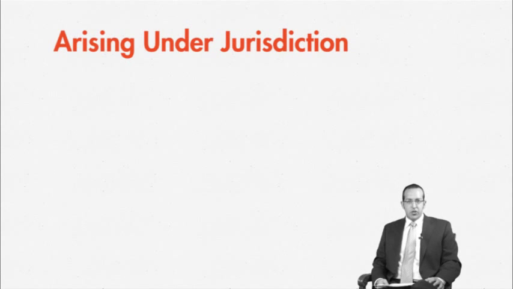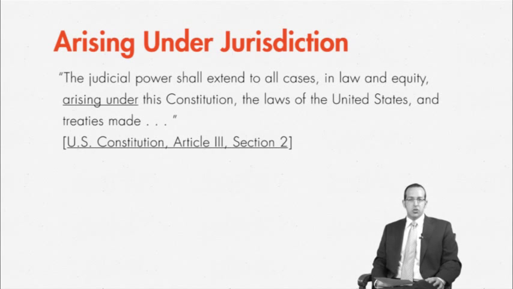Federal district courts have jurisdiction in all cases, quote, arising under the Constitution, laws, and treaties of the United States. This means that if two parties have a dispute concerning federal law, for example, a patent dispute, where patent law arises under federal statute, or the Constitution, for example, free speech under the First Amendment, these cases can be heard in federal court. Why? Why do we allow arising under jurisdiction?